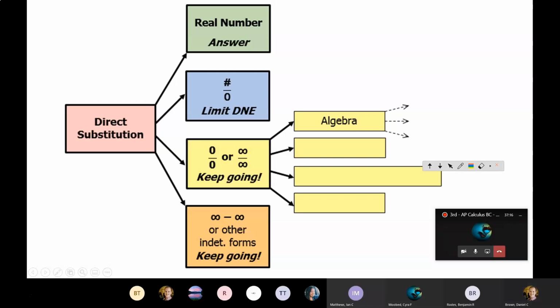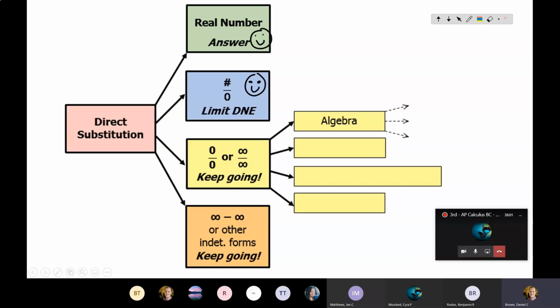All right. So back to that flow chart. I told you when you plugged in something, 4 things can happen. That first case is going to be the ones that you like, and we saw that in the first example we did. When you plug something in and you get a real number, you are happy because that is your answer, and you don't have to do anything else. Another one that you're going to be happy with is when you have a number divided by 0, because a number divided by 0 is always going to be DNE. That is an undefined value, so your limit is going to be DNE.